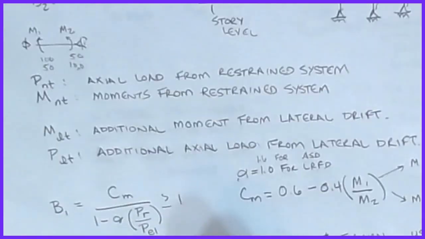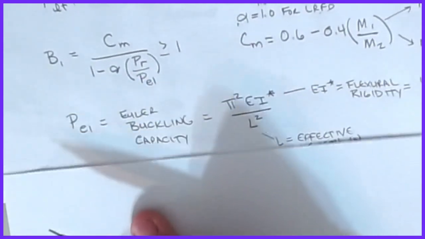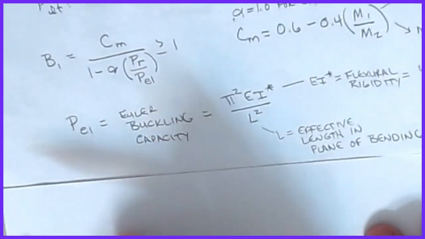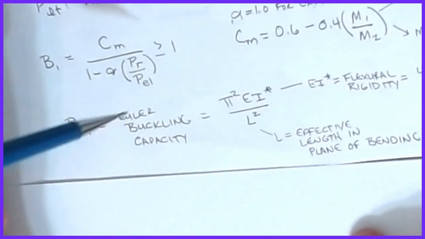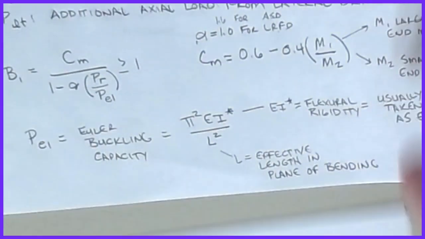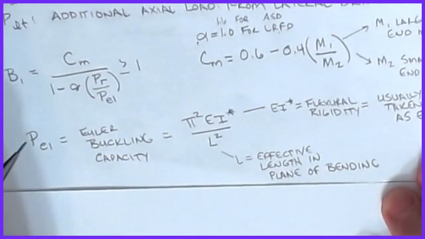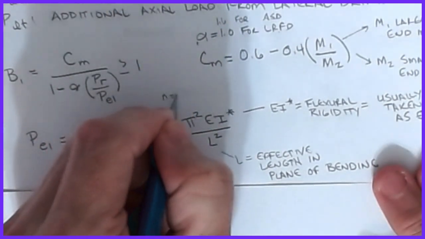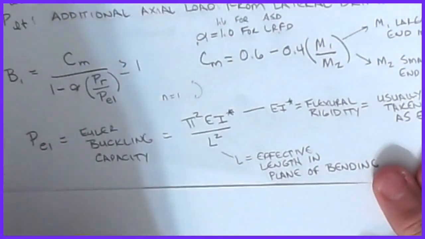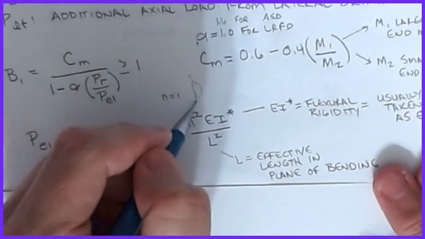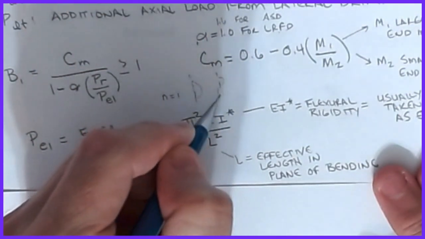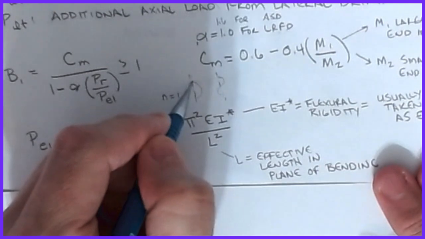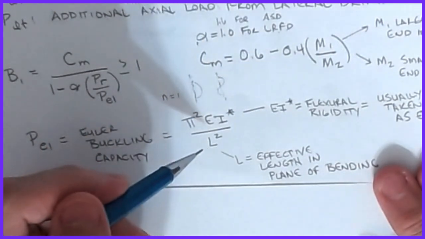Okay, the next piece of what we're seeing in the equation is this PE1 value. It turns out that equation is simply the Euler buckling capacity for the member. And if you remember, that's pi squared EI over L squared. This is for a mode 1, so we're looking at a column that's only bowing in a single direction, as opposed to this double curvature kind of thing. This is the formula that causes single curvature.